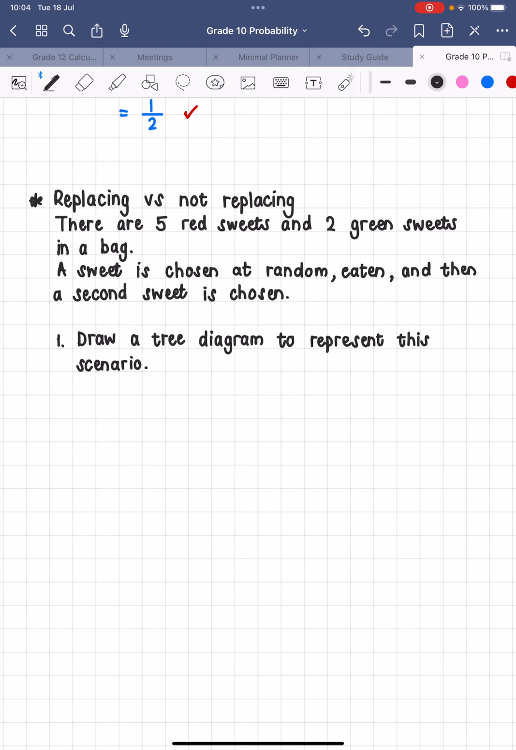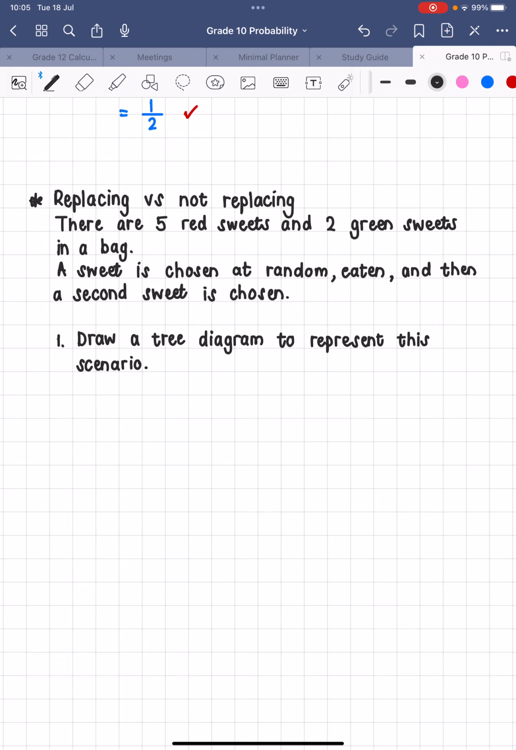Alright guys, when you are doing a tree diagram, and usually we're only going to use tree diagrams to represent multiple events. Okay, if it's just one sweet being chosen, I don't think we need a tree diagram for that. Let's quickly think about it. If we were just choosing one sweet, how many sweets are there altogether in this bag? 7. How many red ones? 5. So if they're asking for the probability of drawing a red sweet, it would be 5 over 7. You don't need a tree diagram for that. You just need to know how many red sweets we have and how many sweets in total. Same thing for green sweets. If they asked, drawing one sweet, what is the probability of drawing a green sweet? You would say 2 over 7.